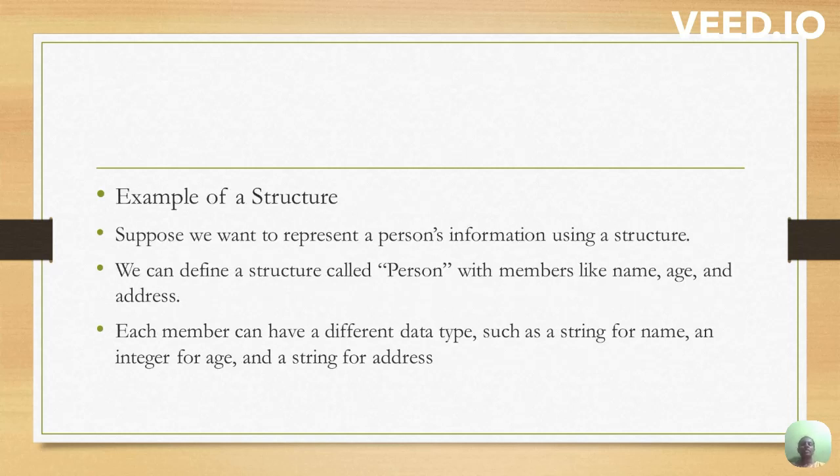Next, we will discuss an example of a structure. Suppose we want to represent a person's information using a structure. The keyword of the structure is struct. We can define a structure called person with members like name, age, and address. Each member can have a different data type, such as a string for name, an integer for age, a float for salary, and a string for address.